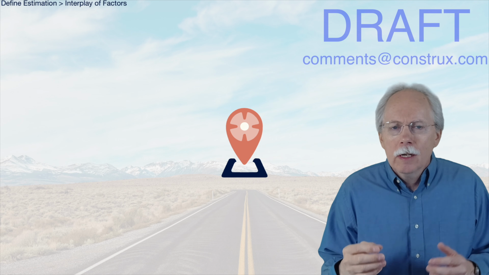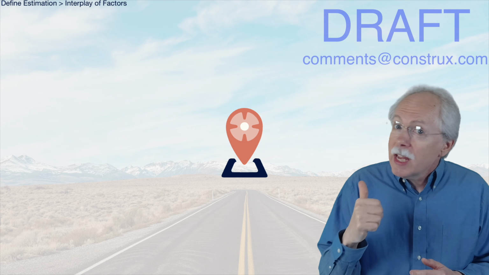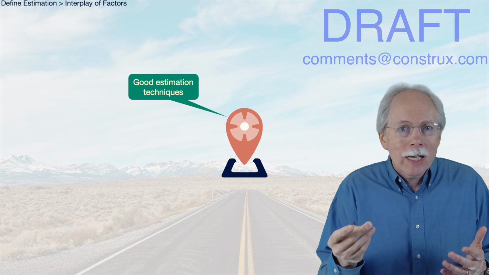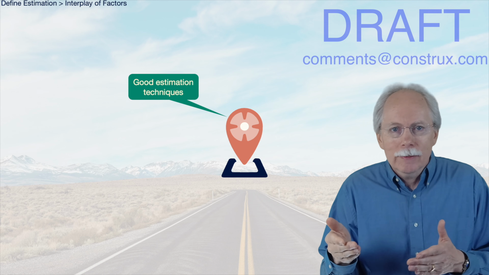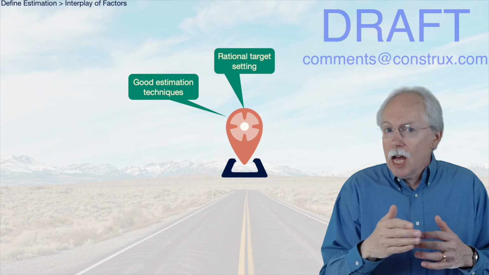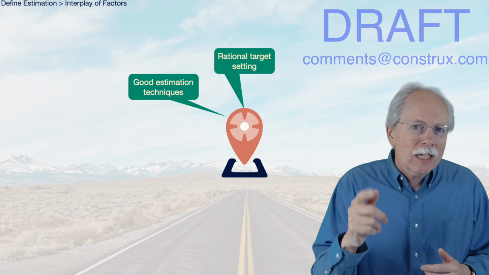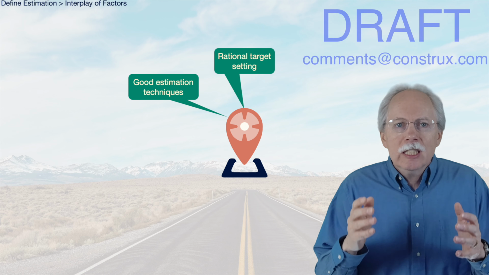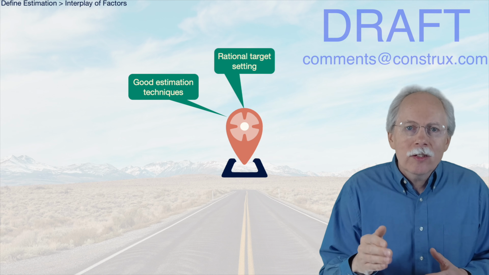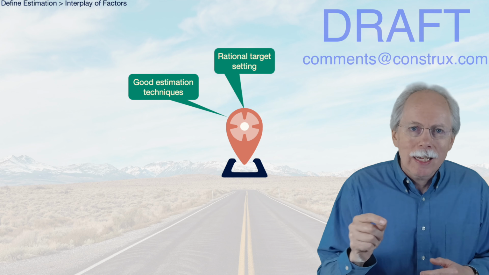At the end of the project, what needs to be true to say we hit our estimate? Well, we need to have good estimation techniques that correctly calibrate size and effort. We also need to have a rational target that doesn't drive us into unrealistic assumptions to make the number work. The target needs to be based on reasonable expectations. We need to keep the expectations and the reality of the work in sync.